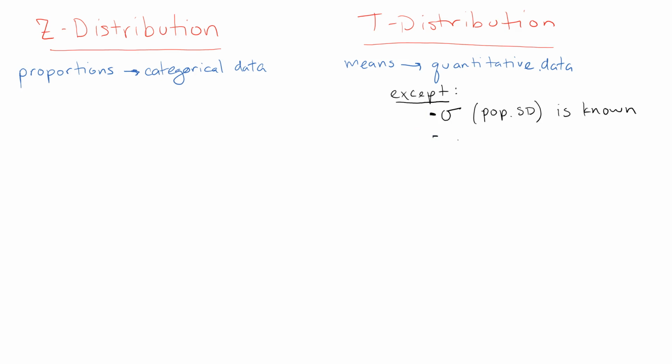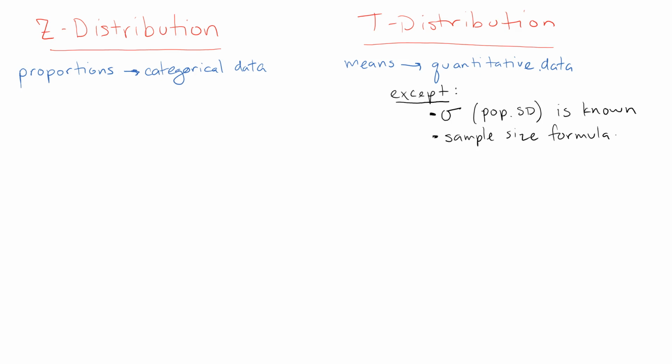Or just like that, a lot of times in our sample size problems, they're giving us some value of the population standard deviation that we're going to assume to be true. So then we would use z. But almost all other cases, that's when we're going to be using t.